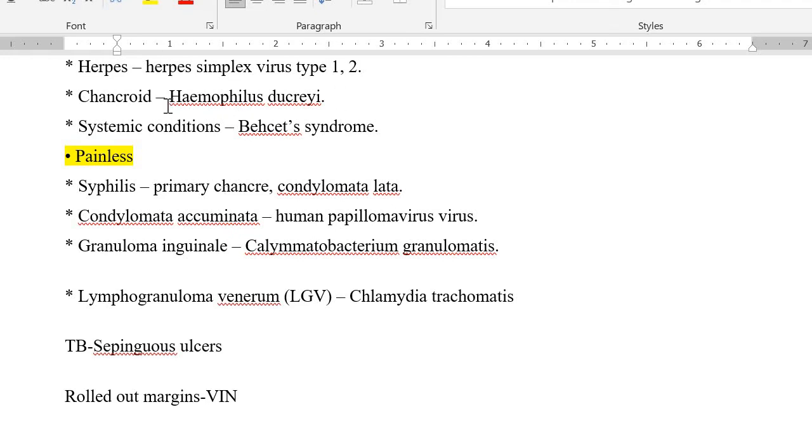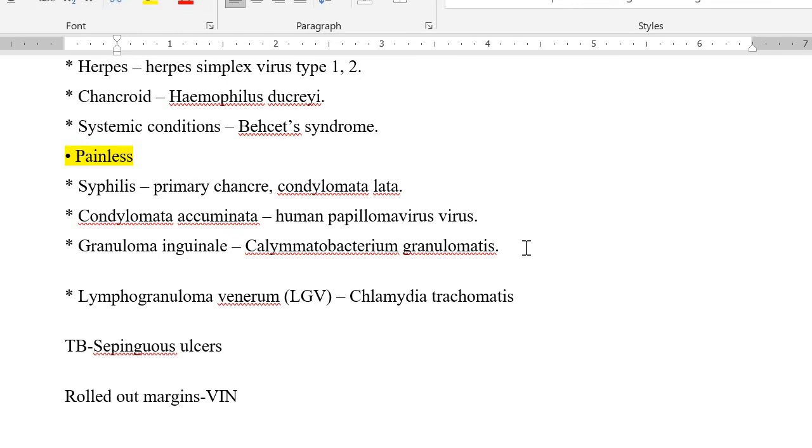Okay, then remember that chancroid is caused by Haemophilus ducreyi, and granuloma inguinale is caused by a variety of Calymmatobacterium granulomatis. In the SBA, your top one will be syphilis.